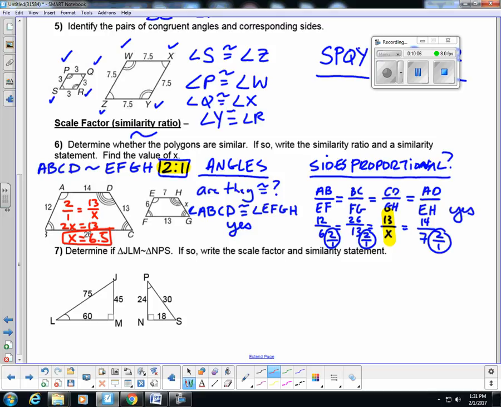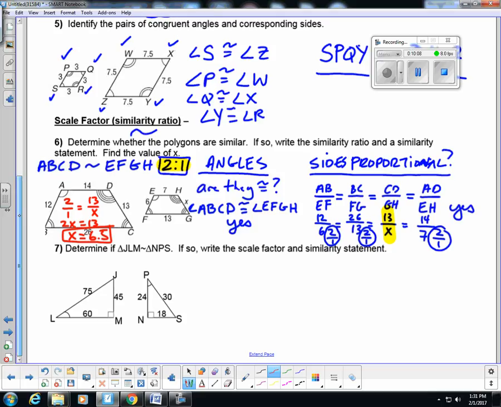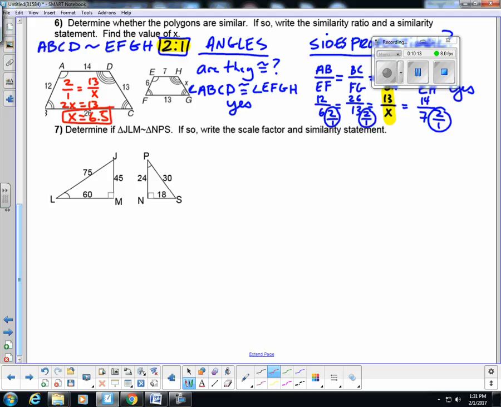Moving down here to number 7. Determine if triangle JLM is similar to triangle NPS. If so, write the scale factor and the similarity statement. So first of all, angles. Are the angles congruent? Yes. Second question: are the sides proportional?